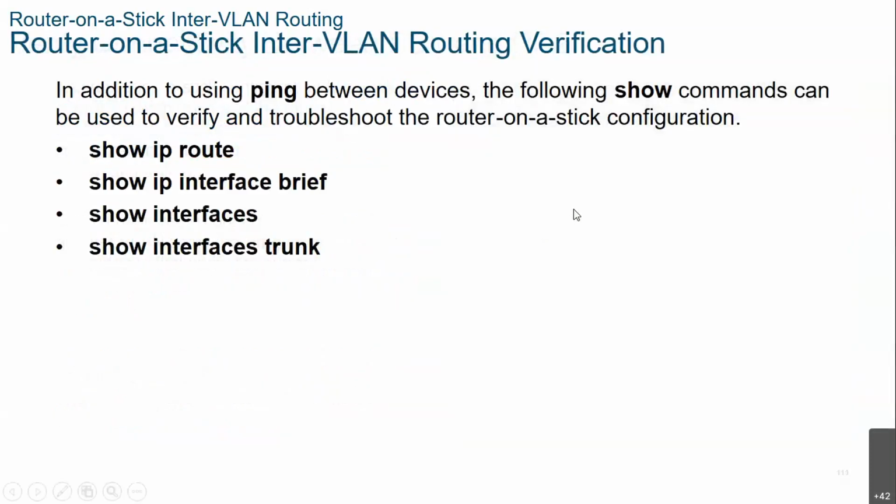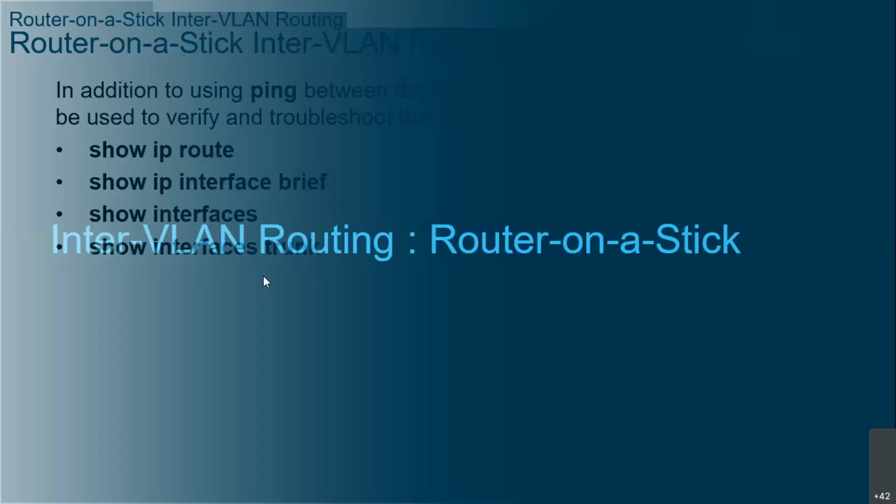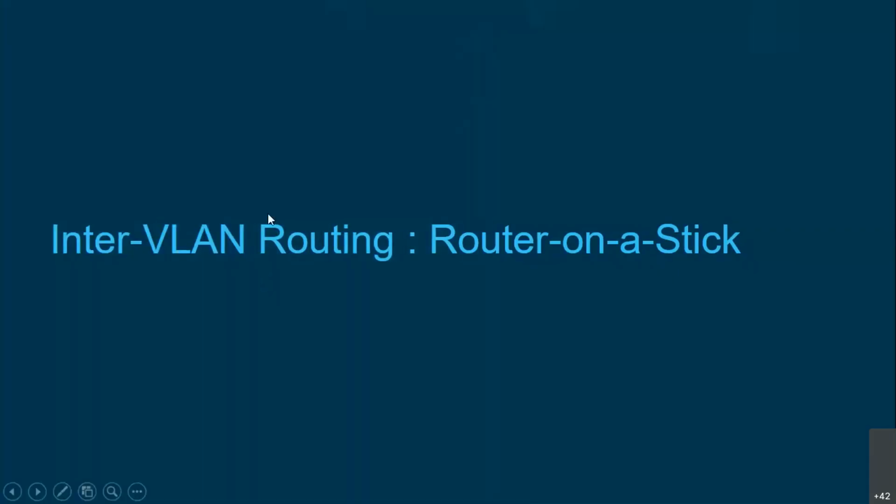So another way to verify aside from ping is to look at the routing table of the router, show IP interface brief, show interfaces, show interface trunk to see whether or not it's set as trunk. And that is how you configure inter-VLAN routing with router on a stick.